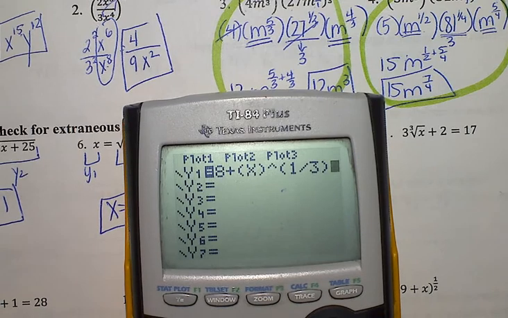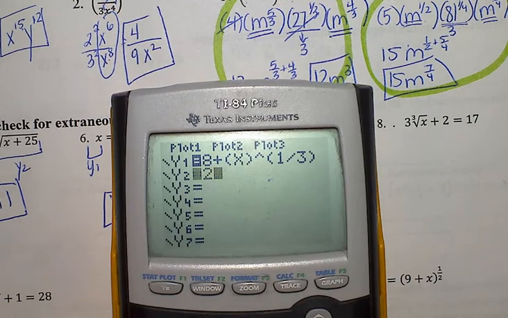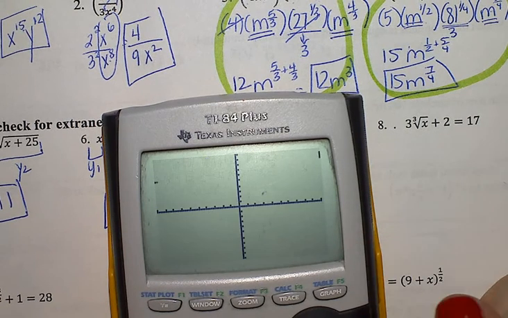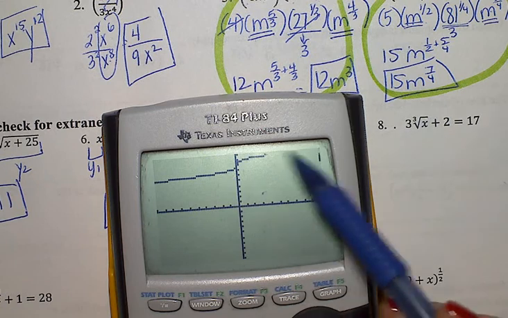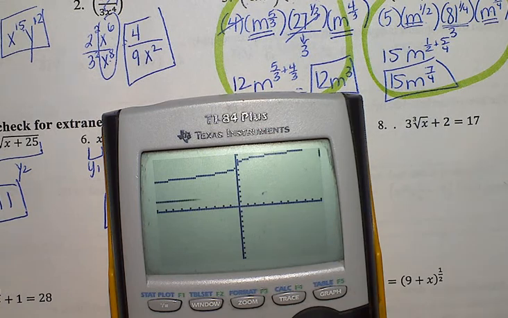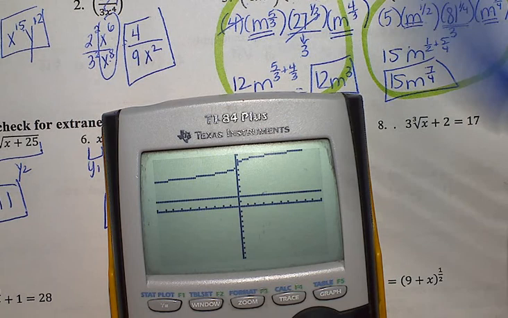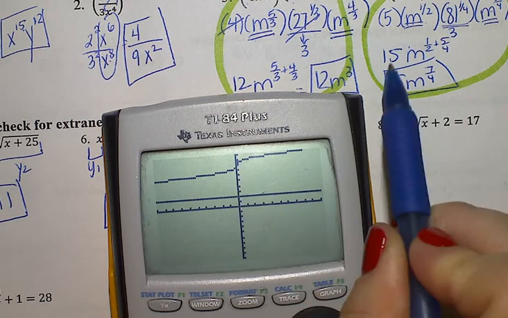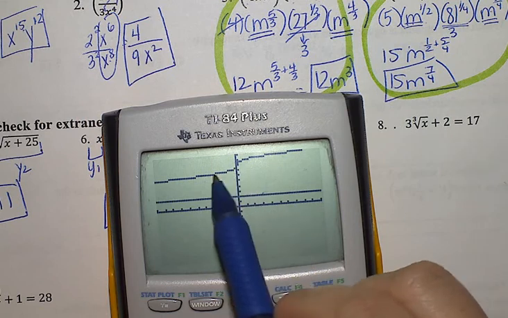Y sub 2 is the constant of 2. So I'm going to have a cube root function, which I'm looking at right there, and then I'm going to have a linear function. Okay, so if you remember cube roots and the end behavior, as you go to the right, it continues to go upward if there's no reflection. As it goes to the left, it continues to go down.